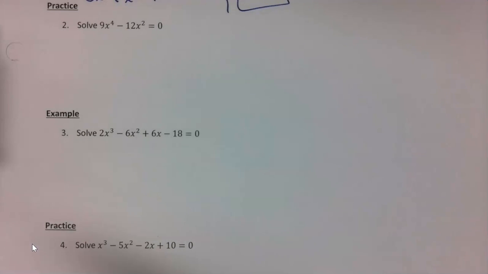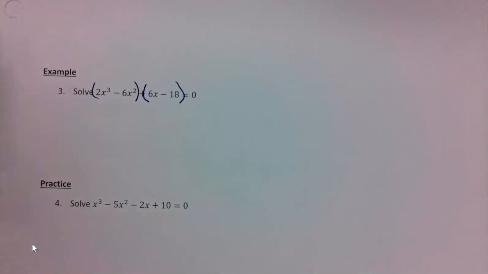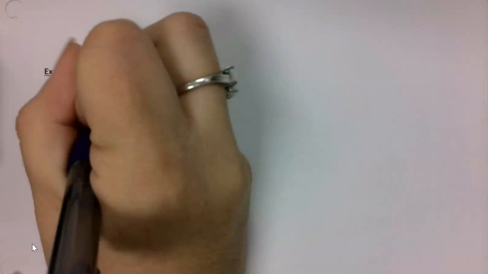Okay. So, we forgot this one. On number 3, this one has 4 terms. When I have 4 terms, I want to factor it by grouping. So I'm going to group it into 2 groups. So what can I factor out of my first group? 2x squared.